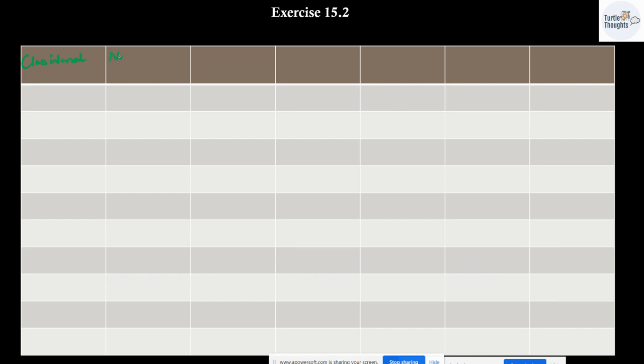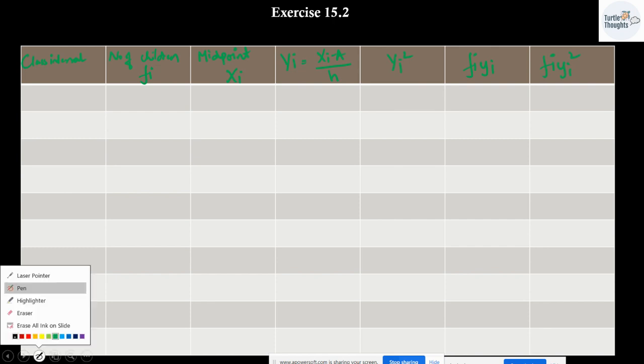Next I'll be writing the number of children, which is nothing but my fi. Here it is going to be the class interval. Next I can write the midpoint as xi. This will be the value of xi. Next I can write what is yi. Yi is going to be equal to xi minus a divided by h. Next I should be taking yi whole square. Next fi yi. Next I'll be taking fi yi square. These are the values that I should be writing down in the table.